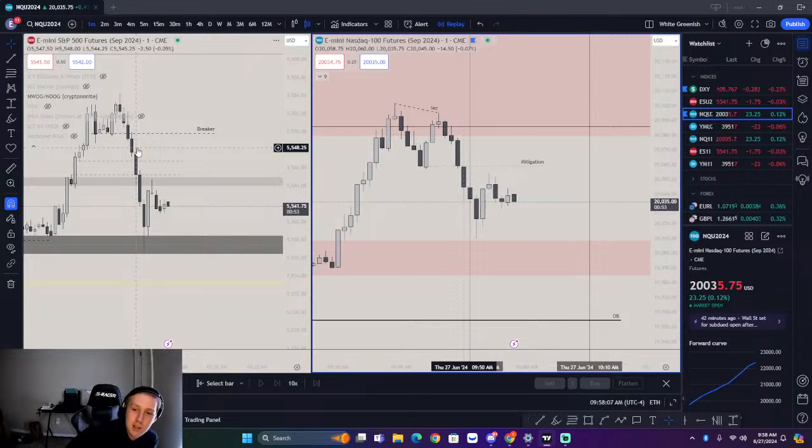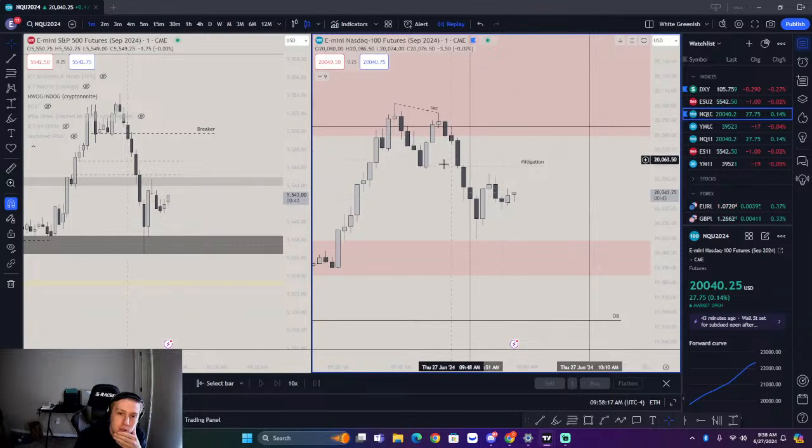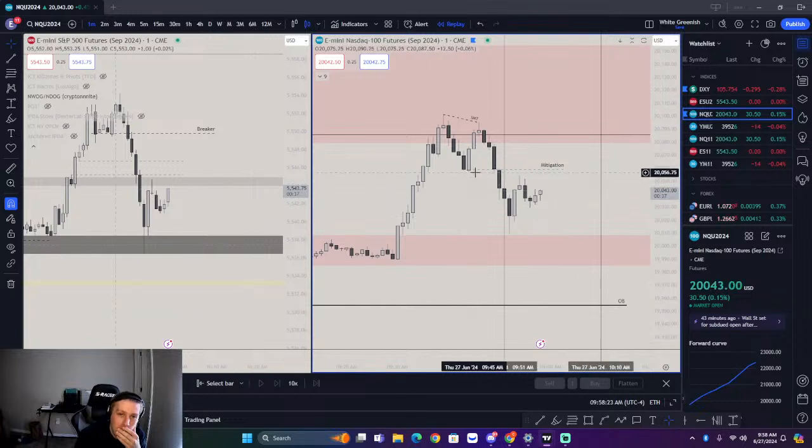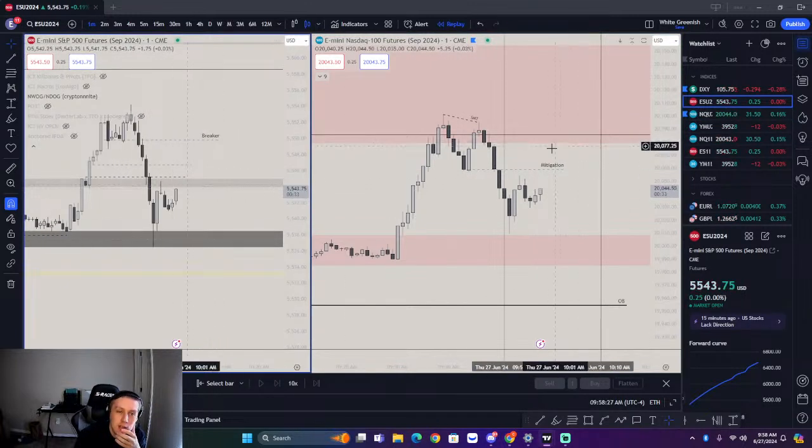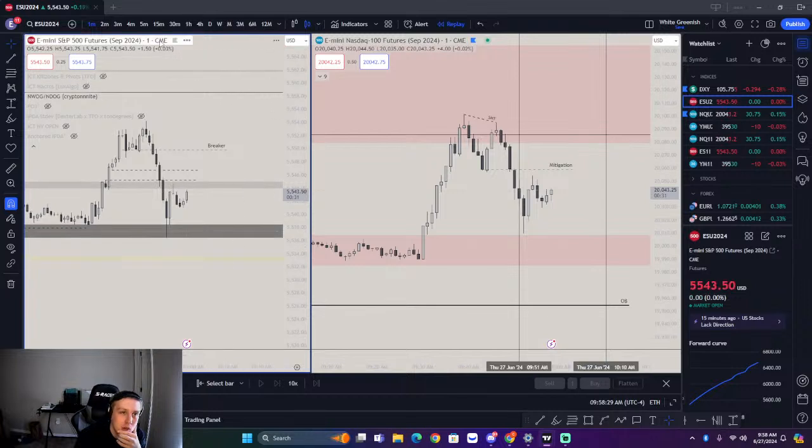Let's see what ends up happening here. We got news in 2 minutes. We're kind of holding here on the 1 minute. So I think that we could maybe trade up to this mitigation here on NQ and then reprice lower. This now is bearish. I do not expect, or let's see what ends up happening.